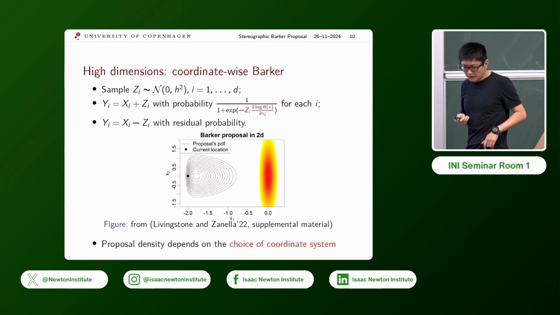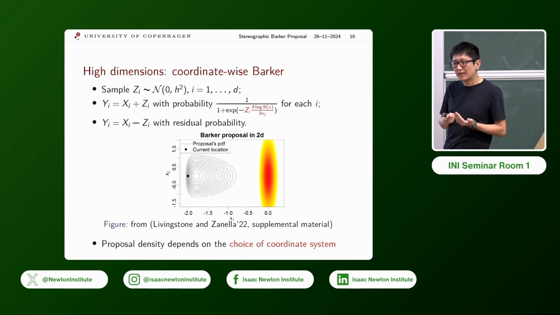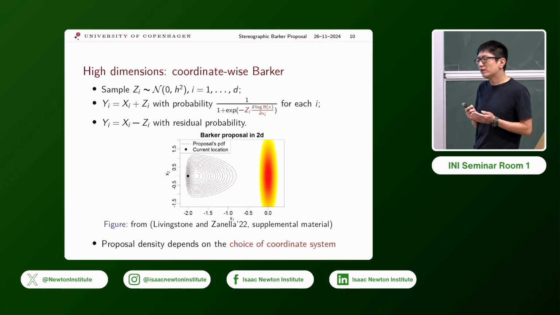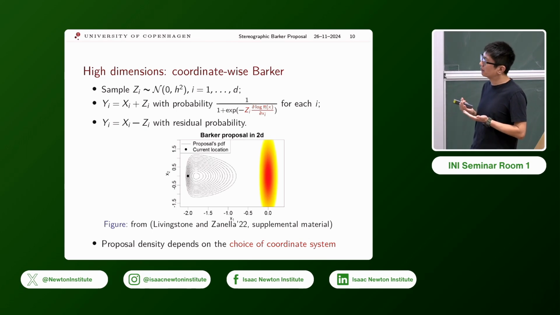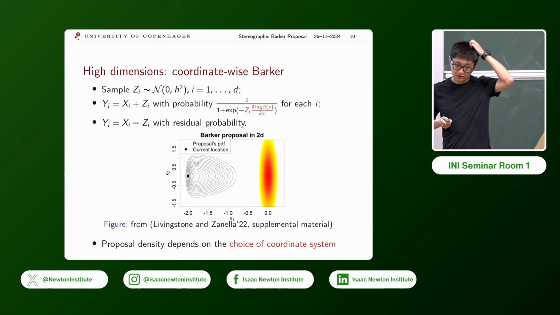But keep in mind, the goal of this Barker proposal is to propose a robust version of MALA. In that sense, we hope that if the magnitude of the gradient is not crazy, this Barker proposal density is closer to ULA, right? And it only truncates the gradient when the gradient magnitude becomes very large.